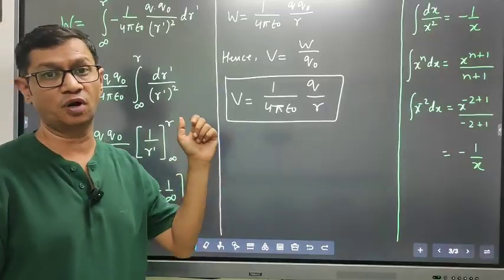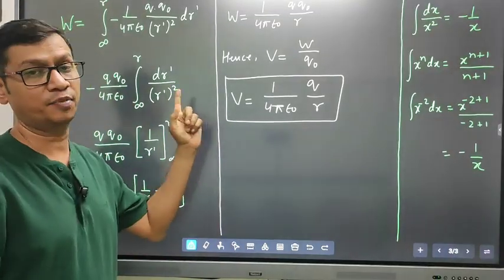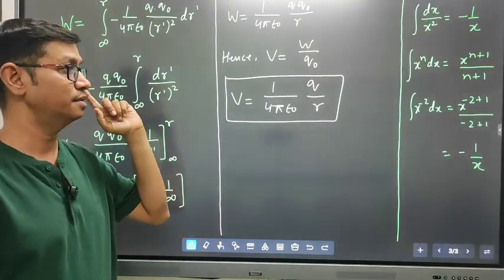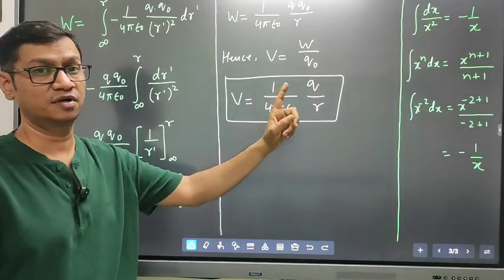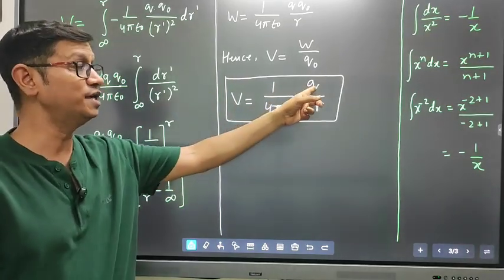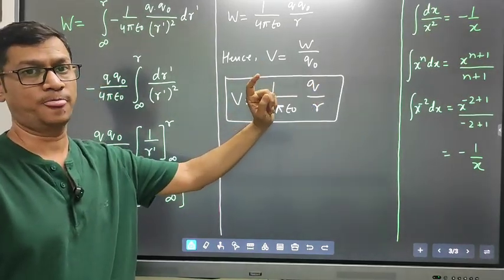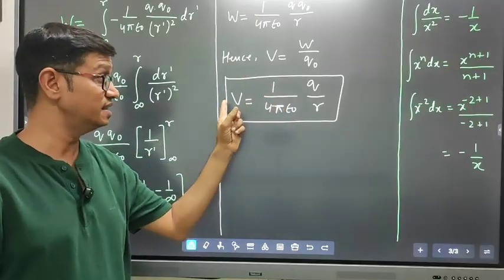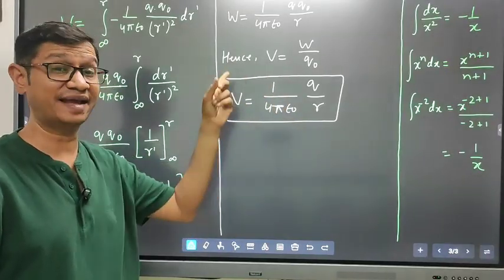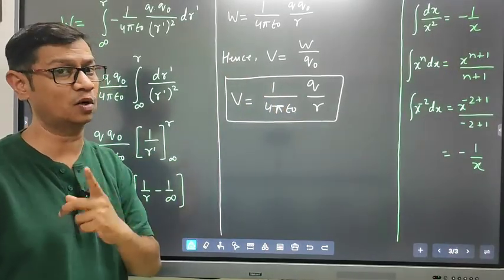This is the formula for the electric potential at a point which is at a distance R. Electric potential of what? Of a point charge Q. Remember, this is a scalar quantity. This has been calculated from what? Work done. Work done is a scalar quantity.